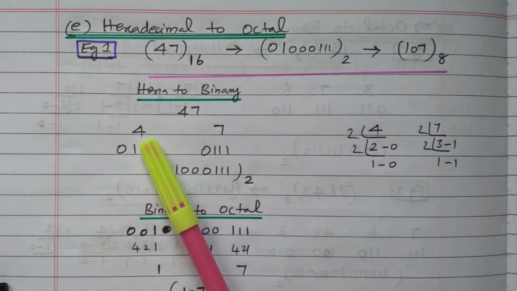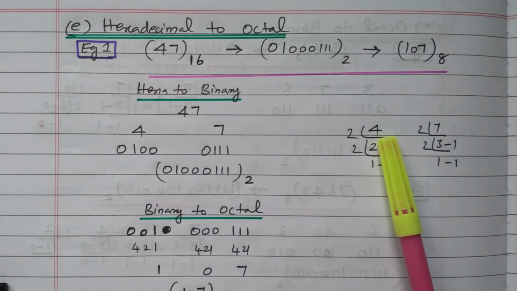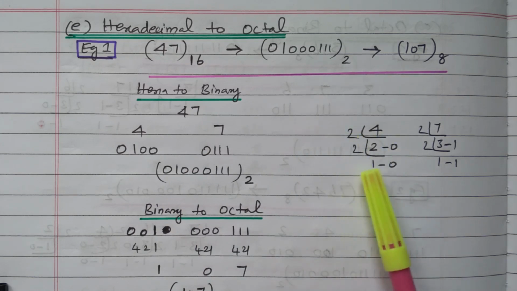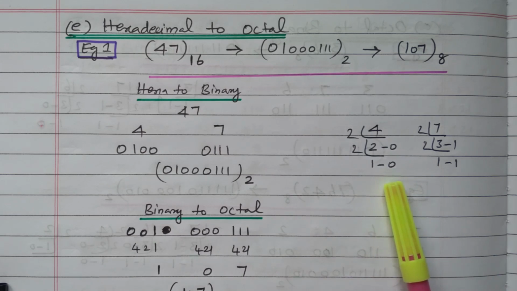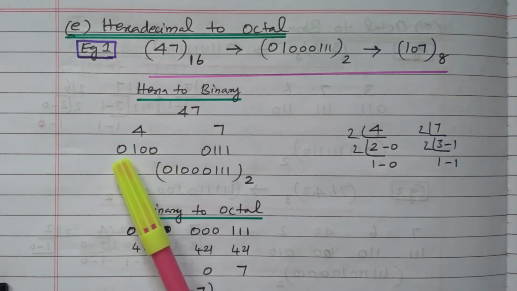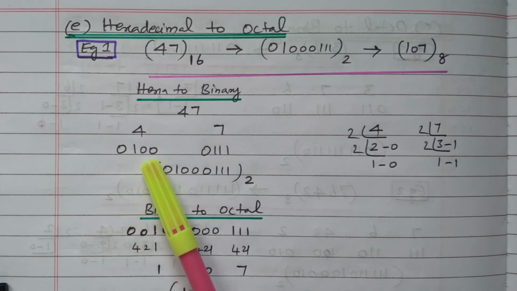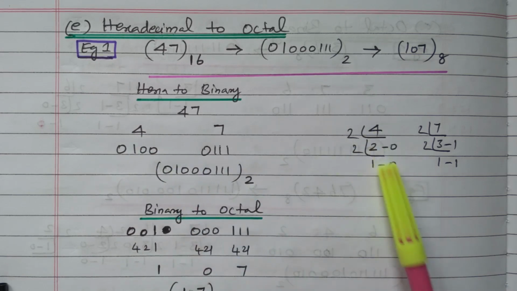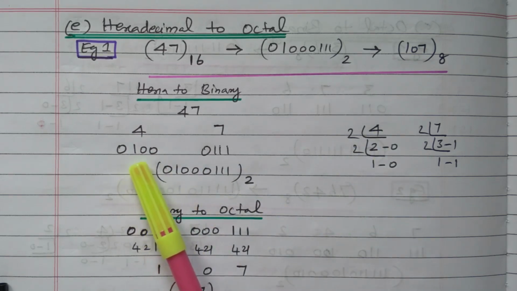Now we will convert this 4 into binary. How to convert? By dividing. 4 divided by 2 goes 2 times, balance 0. 2 divided by 2 goes 1 time, balance 0. So write in reverse order: 1 0 0. We need 4 digits, so write one more 0 in the MSB. So it is 0 1 0 0. The given number 4 is converted into binary here, that is 0 1 0 0.